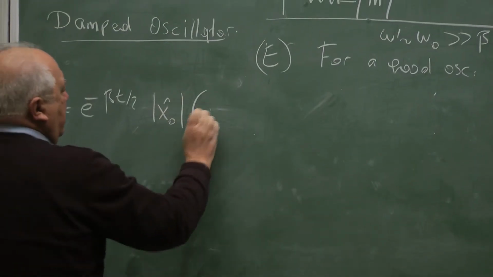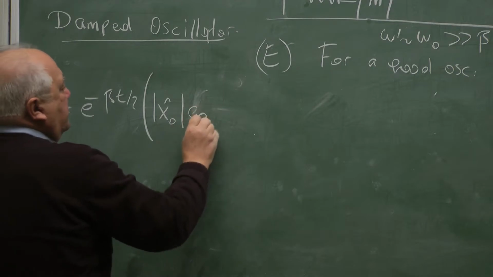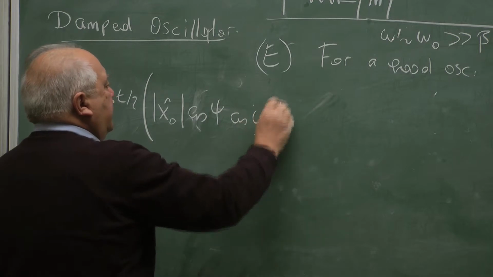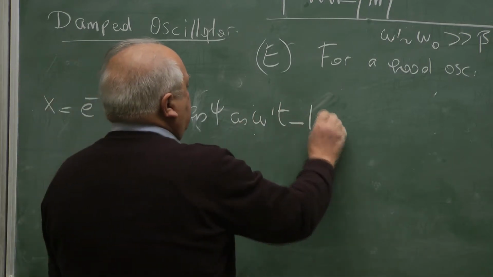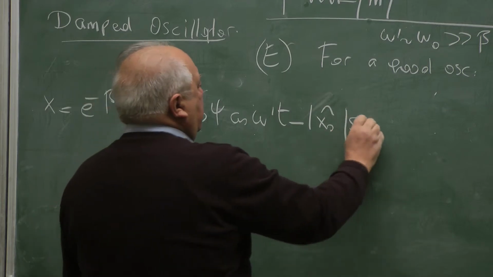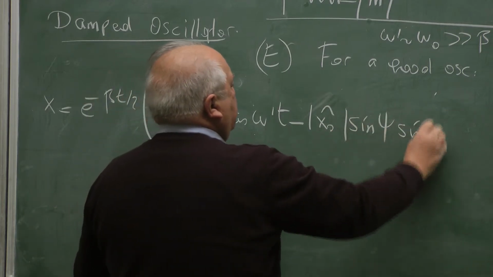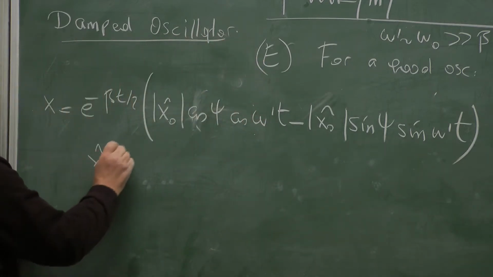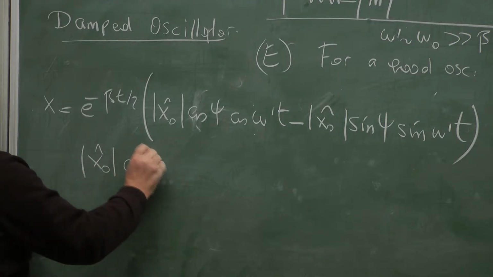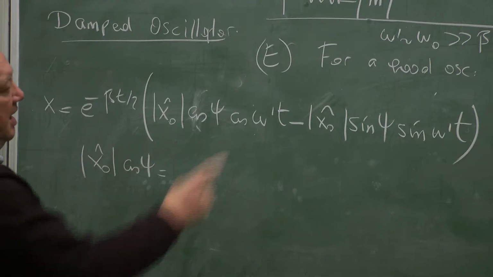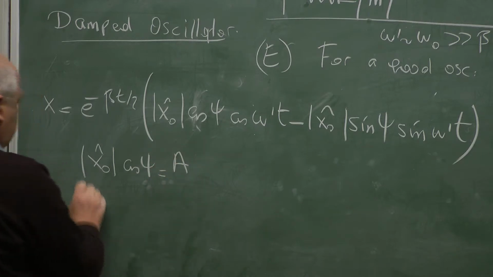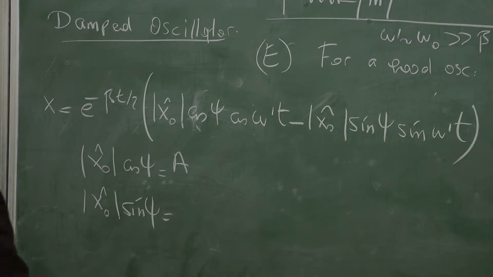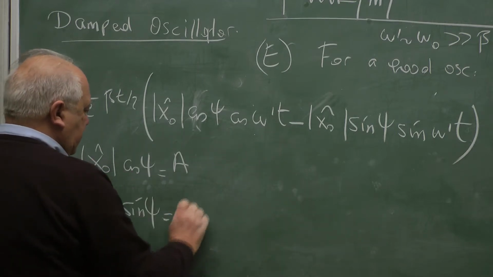x0 cosine psi cosine omega prime t minus x0 sine psi sine omega prime t. We see that x0 cosine psi is simply A, and x0 sine psi is equal to minus B, minus coming from here, minus B.